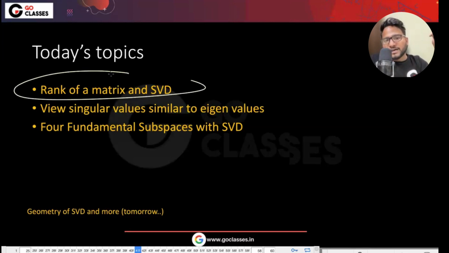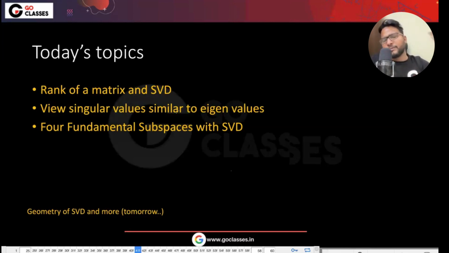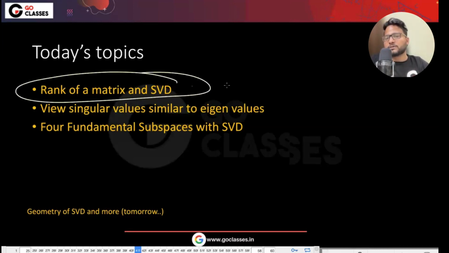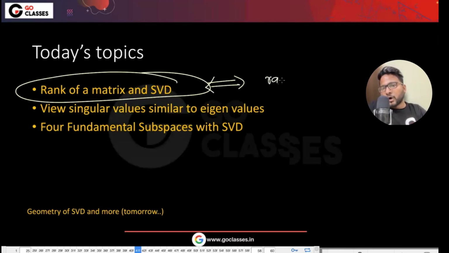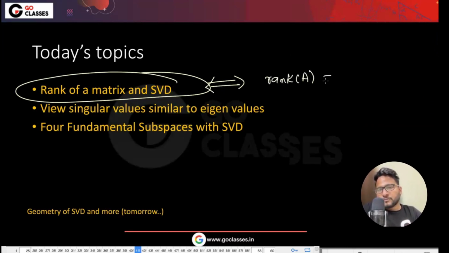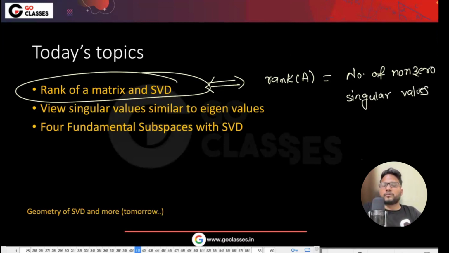So, rank of a matrix and SVD. I hope that's a little bit clear. Maybe we will do more practice, more examples, and it will be more clear. But as of now, it is clear, right? So what is the conclusion here? That the rank of A is equal to the number of non-zero singular values, right?